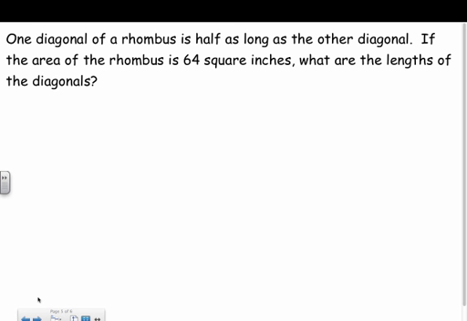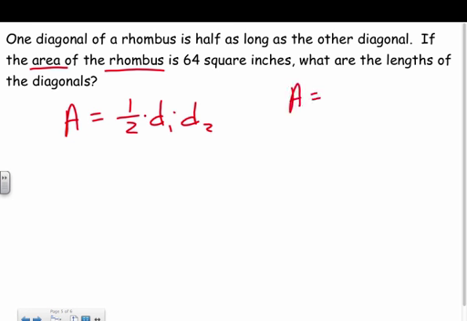The other thing is, I look and I see area of a rhombus. I'm going to write down my formula. That's going to help me. Area equals 1/2 times first diagonal times the second diagonal. And then I'm going to write down the things I need to plug into this. I need to know the area, I need to know diagonal 1, and I need to know diagonal 2. Those are some information that I need.